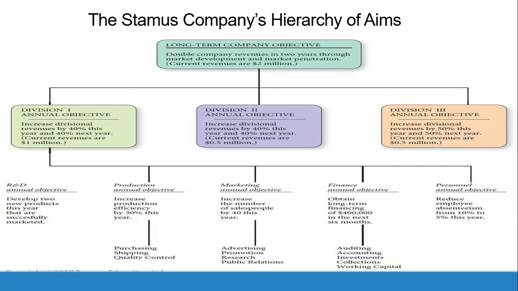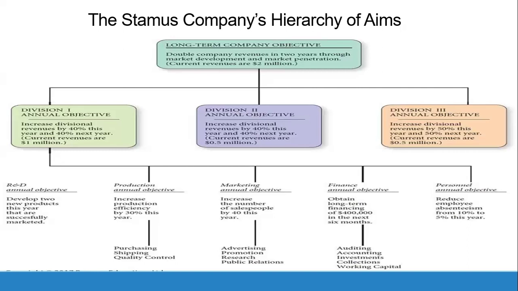So if you look at the Statmos Company in its hierarchy, and you also peruse the various divisions and departments that they have, you realize, for instance, for Division 1, the annual objective is to increase divisional revenue by 40%. Now, if we go to Division 3, the annual objective of that particular division is to increase divisional revenue by 50%, which means that even though the same organization may be trying to achieve a particular long-term objective, which is to double company revenue in 2 years through market development and market penetration, the specific divisional objectives that are being pursued on an annual basis also vary.